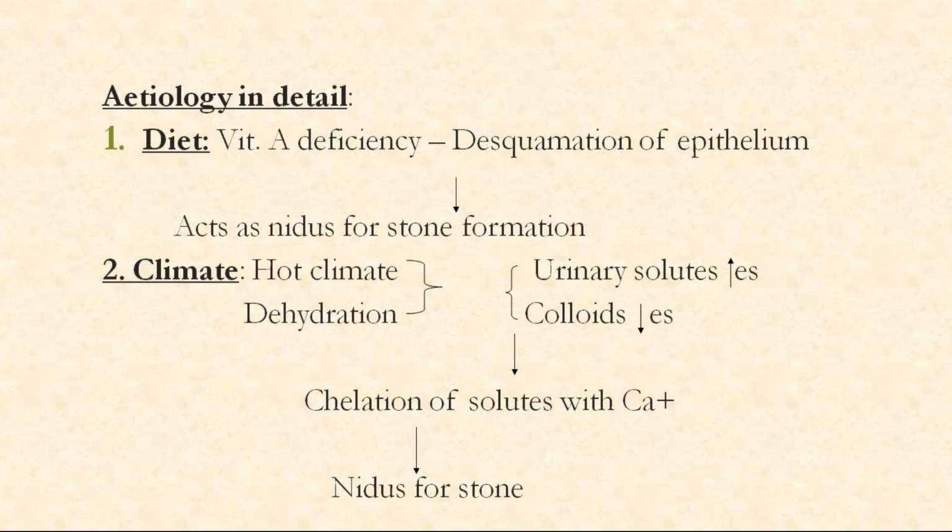What is the pathogenesis? Suppose vitamin A deficiency is there, so desquamation of the epithelium can occur in the renal parenchyma. That desquamated epithelium may act as a nidus for the stone formation. So that is the cause with vitamin A deficiency. Next, dehydration in hot climates, which I already discussed. Urinary solutes are increased and colloids are decreased. These urinary solutes combine with the calcium and produce calcium phosphate stones.